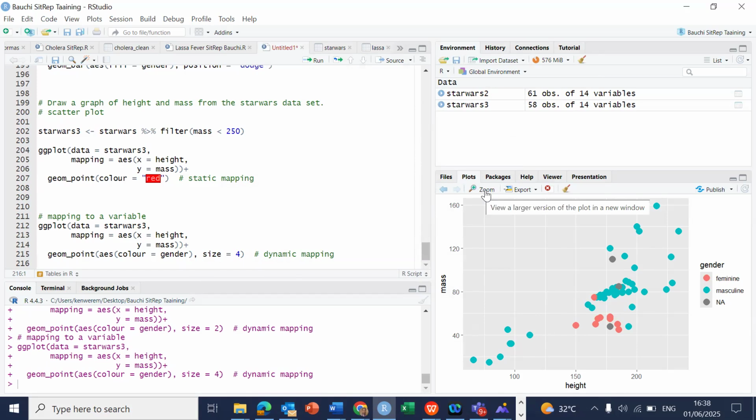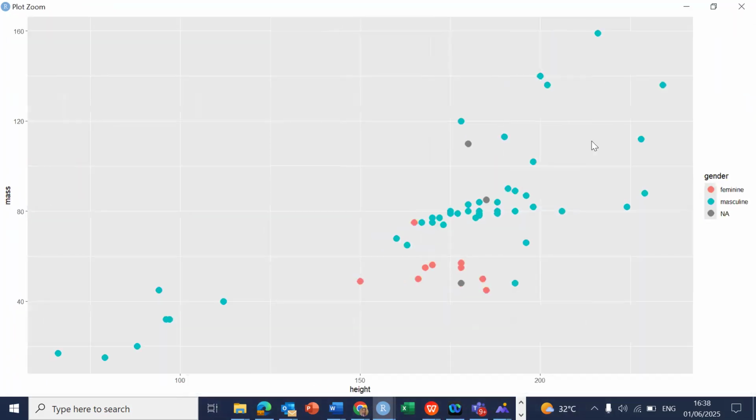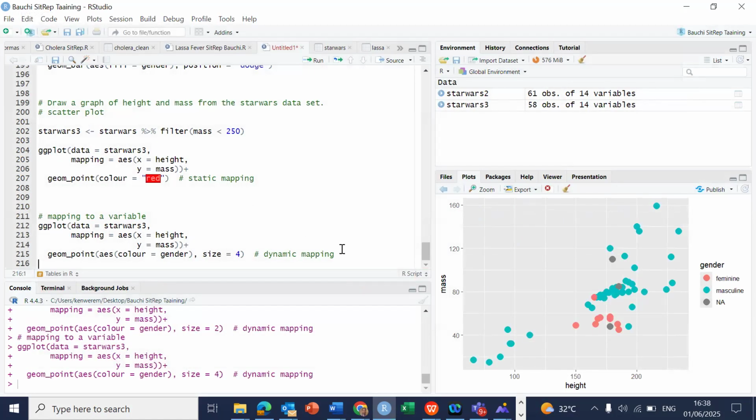If I zoom it, you can see the sizes are bigger now. And then the color is based on the gender, rather than the one where everything was red. Does that make sense?